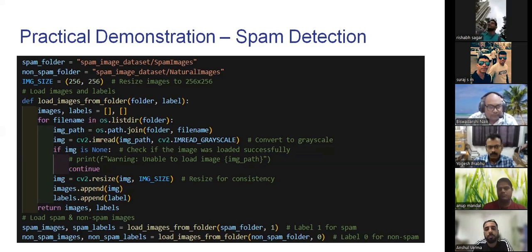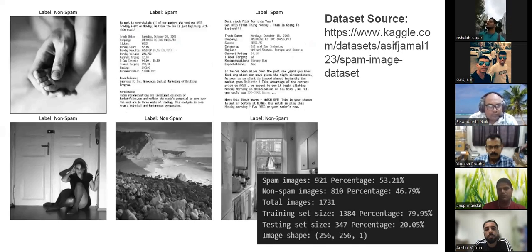Next. So this is the dataset I have taken from Kaggle. You can see this contains 1731 images, and spam and non-spam images are more or less similar in percentage. The training and testing dataset is split 80 to 20%. Next.